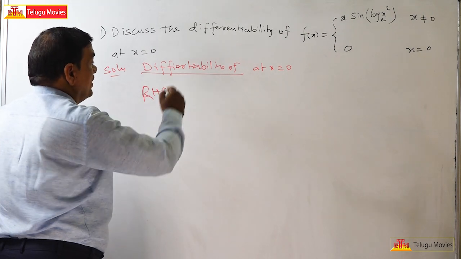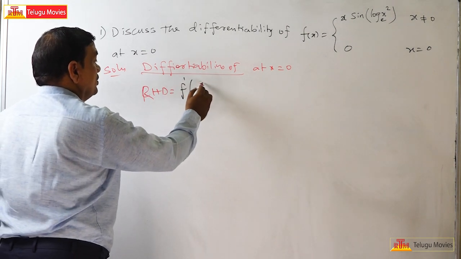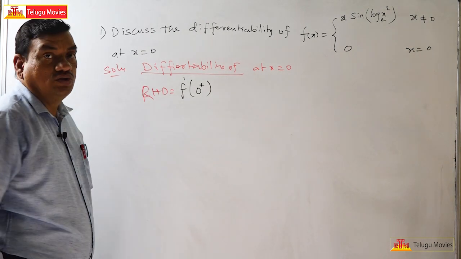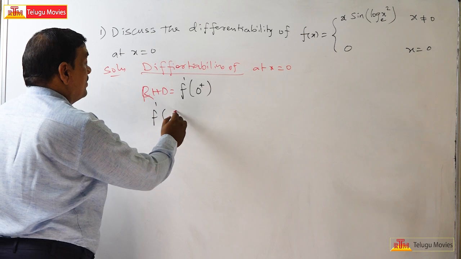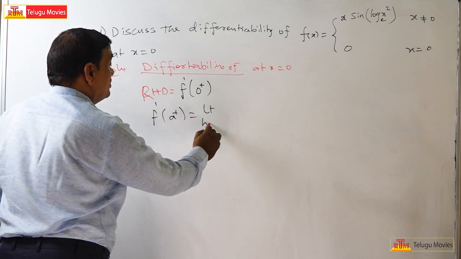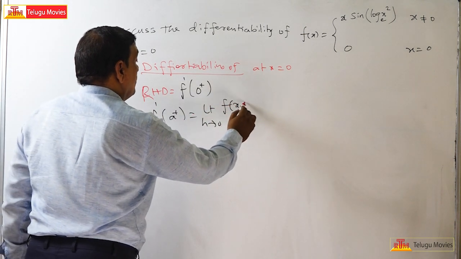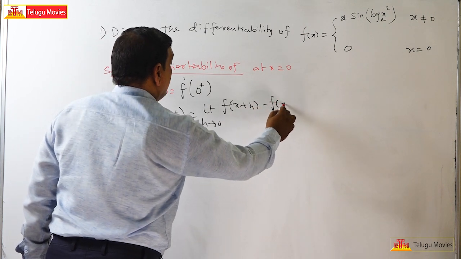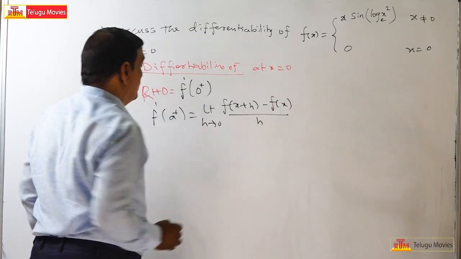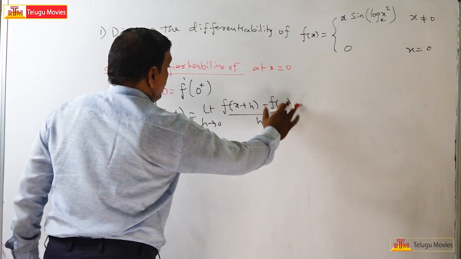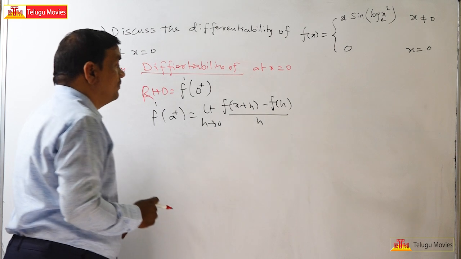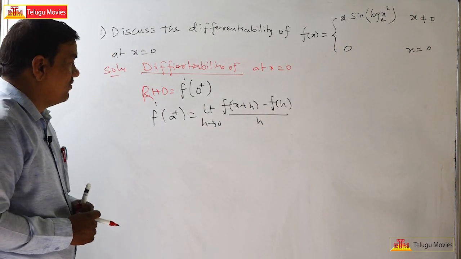That means we have to find out f dash of 0 plus. So let us first write the derivative: f dash of a plus is equal to limit h tends to 0 of f of x plus h minus f of x, by h.